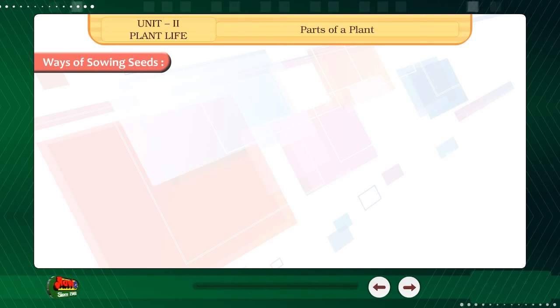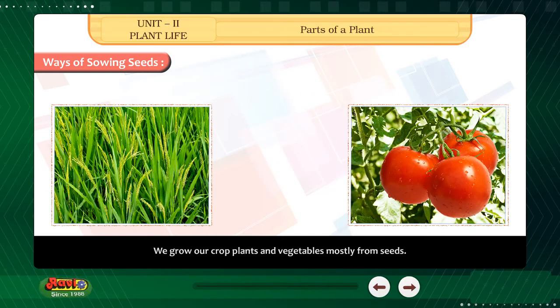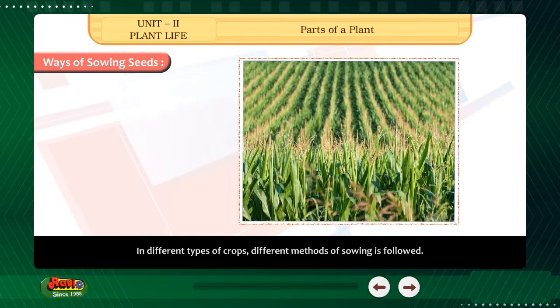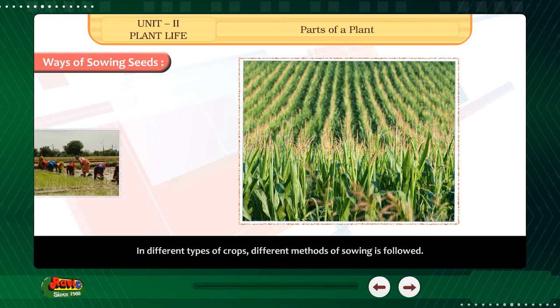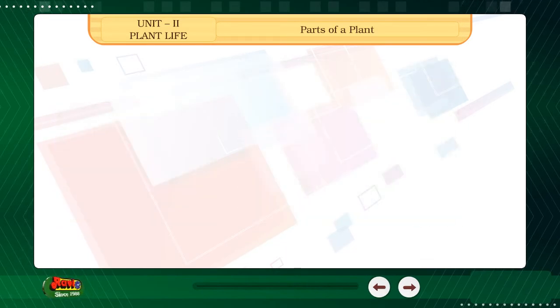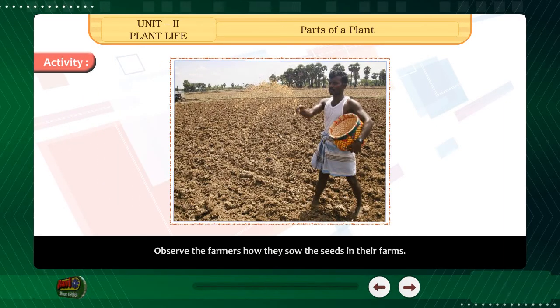Ways of sowing seeds. Farmers sow seeds in large fields and farms. We grow our crop plants and vegetables mostly from seeds. In different types of crops, different methods of sowing are followed. Activity. Observe the farmers, how they sow the seeds in their farms.